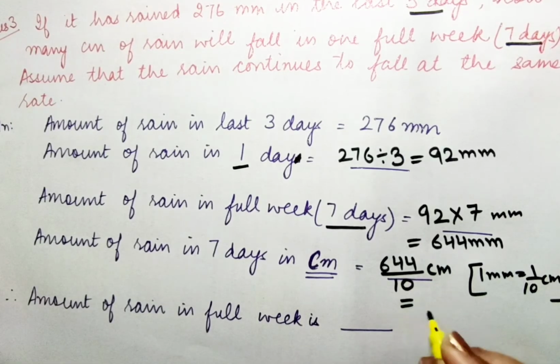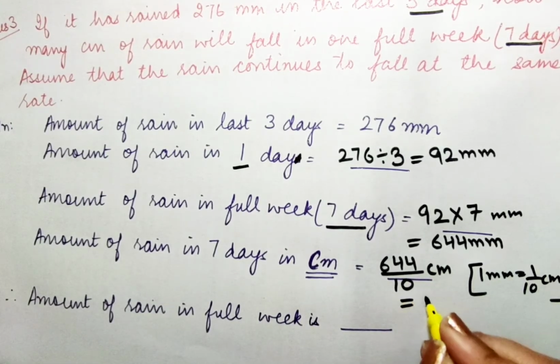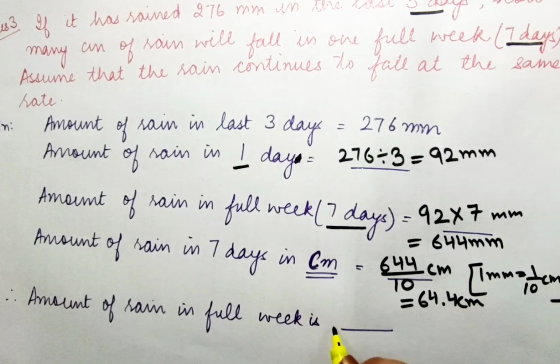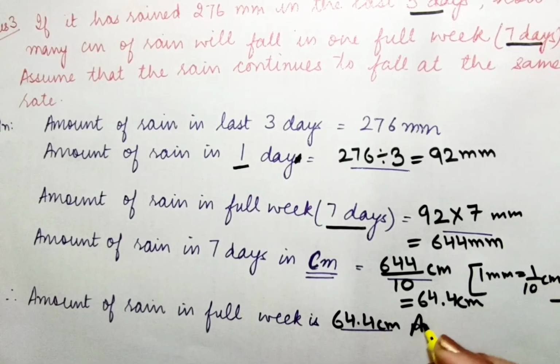So to put the decimal, 10 is there, so you have to put the decimal after 1 digit from the right side. So now it is converted into centimeters. So at the end we have to write down the answer line. Amount of rain in the full week is 64.4 centimeters. This is our answer.